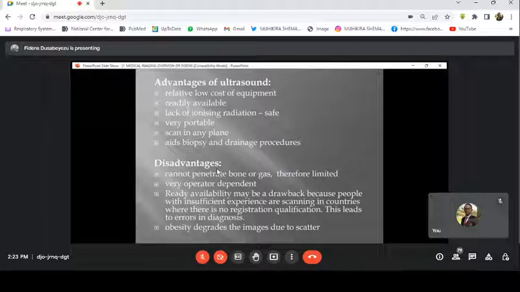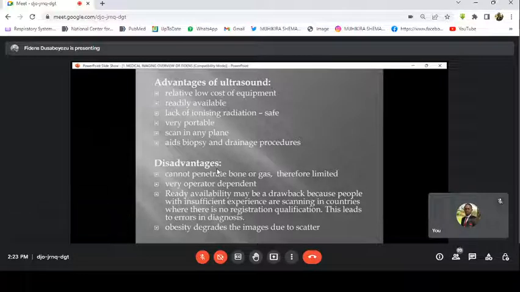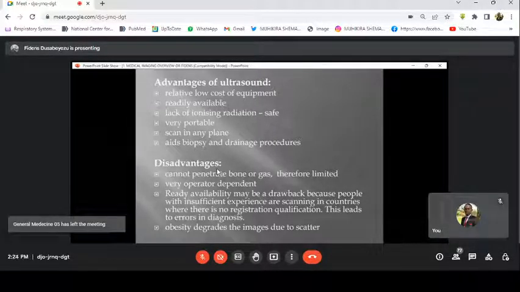It can scan in any plane, transverse, sagittal. Put the probe on the back, wherever you want to see. You can go there and see it. And another one, it can even help in doing biopsies or doing drainage of some masses, some fluid cystic masses. So it is called ultrasound guided biopsy.